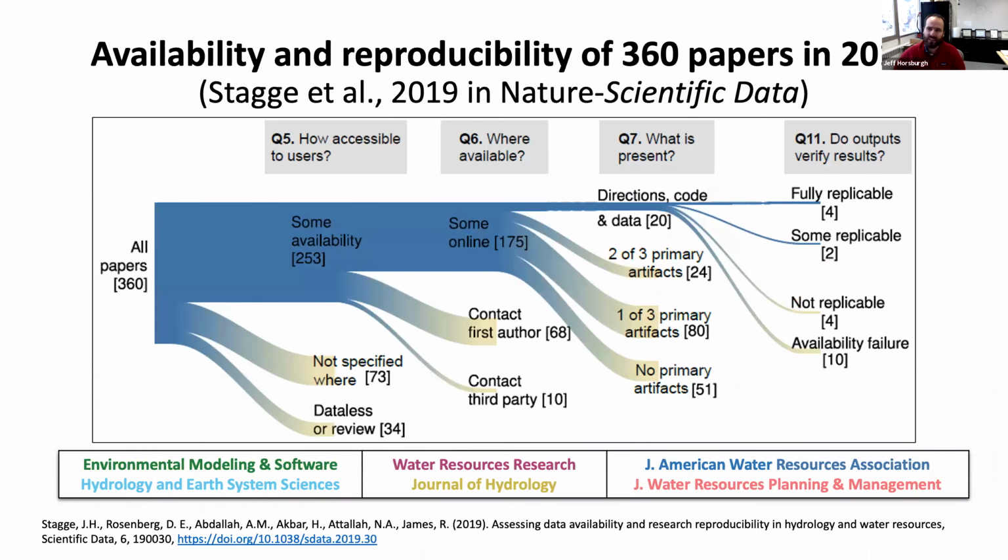So how are we doing as a scientific community? The plot in this graph is from a paper that was written by Jim Staggy, who was here at the Utah Water Research Lab for a while as a postdoc. And he and a bunch of students at the Water Lab pulled 360 papers out of a bunch of water science, water resources journals. And then they read the papers and tried to reproduce the results that were reported in the papers using the statements in the paper about the availability of the data and artifacts that they needed to reproduce them.